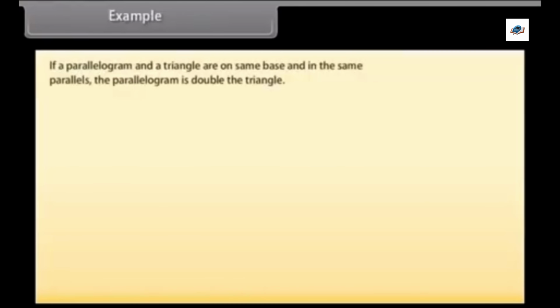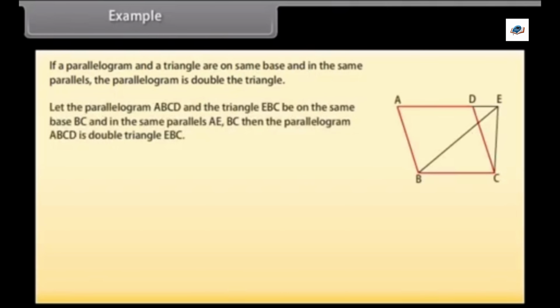Example. Let's prove an example now. If a parallelogram and a triangle are on the same base and in the same parallels, the parallelogram is double the triangle. Let the parallelogram ABCD and the triangle EBC be on the same base BC and in the same parallels AE, BC, then the parallelogram ABCD is double the triangle EBC.